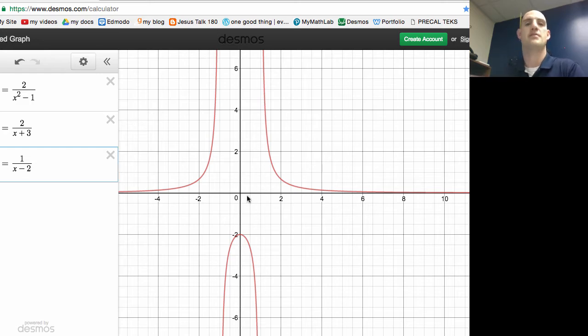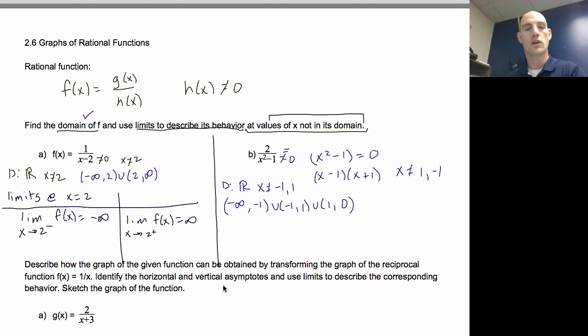But how many limits am I going to have? Well, I've got a limit as it approaches negative 1 from the negative side. I've got a limit as it approaches negative 1 from the positive side. I've got a limit as it approaches positive 1 from the negative side, and I've got a limit as it approaches positive 1 from the positive side. So I'm going to have 4 limits here.